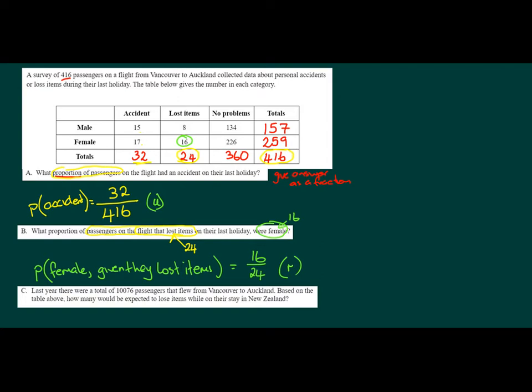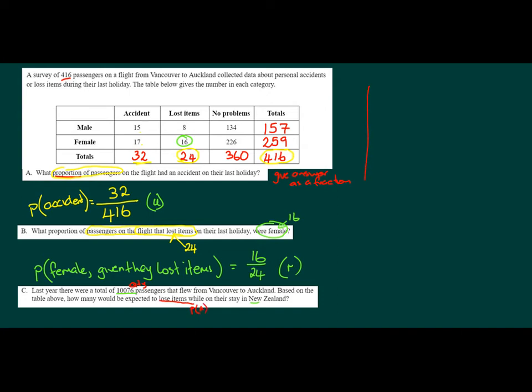So part C here says, last year there were a total of 10,076 passengers that flew from Vancouver to Auckland. Based on the information in the table above, how many would be expected to lose items while on their stay in New Zealand? So here what we're doing is, this is expected value. We've got ourselves a quantity here, and then we've got ourselves a probability here.